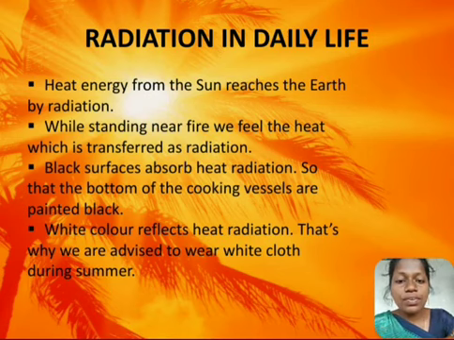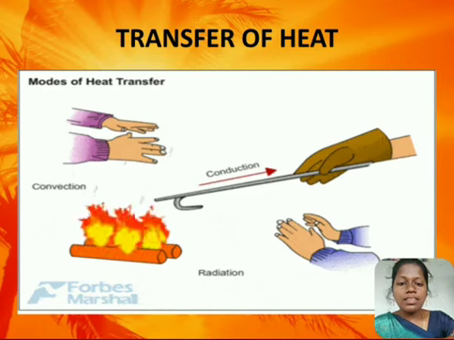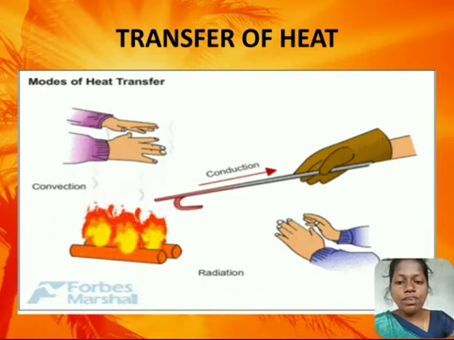Black surfaces absorb heat radiation, so the bottoms of cooking vessels are painted black. White color reflects the heat radiation. That is why we are advised to wear white clothes during summer. This is the mode of heat transfer. See this image.